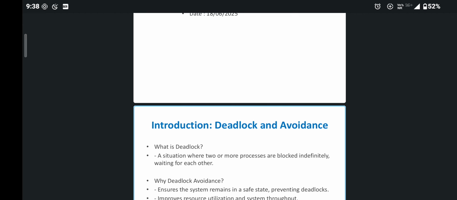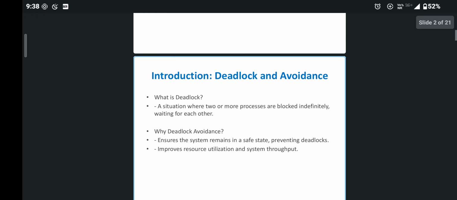So first we see the introduction, deadlock and avoidance. Okay, deadlock. First we understand what is deadlock. So deadlock is a situation where two or more processes are simultaneously waiting for the OS to free and to get the OS basically.